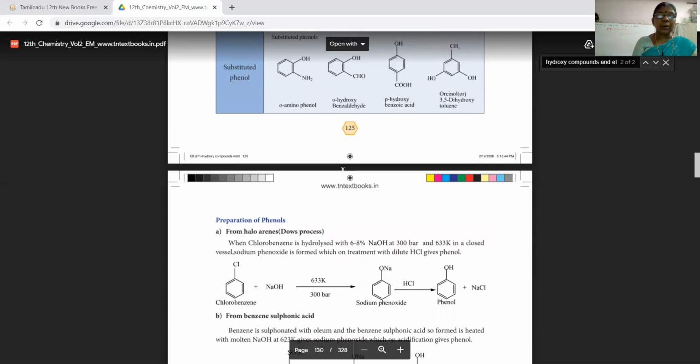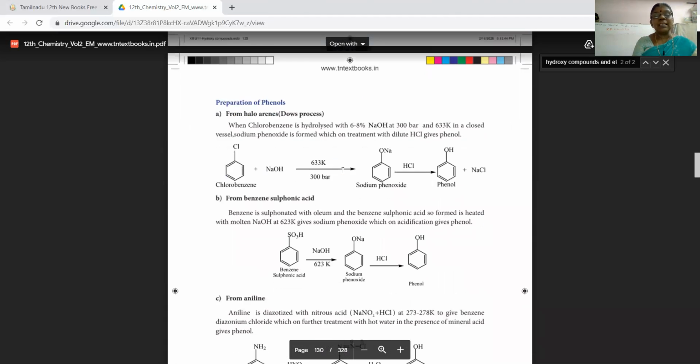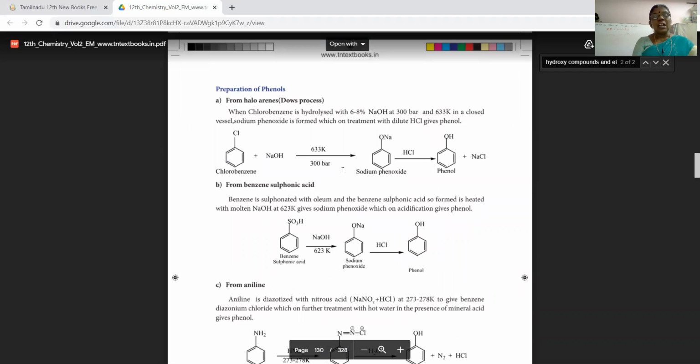Okay, now we are going to pass on to the next one, that is preparation of phenols. From haloarenes, the first process is Dow's process. When chlorobenzene is hydrolyzed with 6 to 8% sodium hydroxide at 300 bar, that means atmospheres, and 633 Kelvin in a closed vessel, sodium phenoxide is formed, which on treatment with dilute HCl gives phenol. The equation is given here.